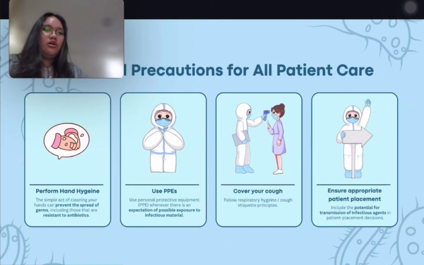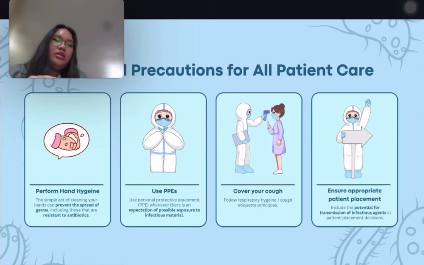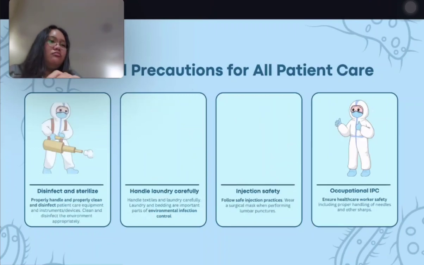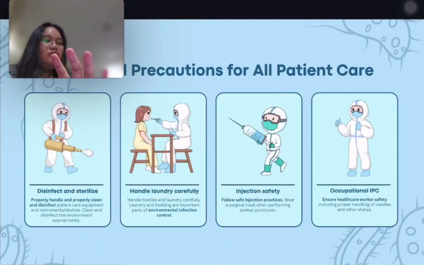Next is covering your cough. We always follow respiratory hygiene or cough etiquette principles. So there is coughing into your elbow or coughing inside your shirt. The next is ensuring appropriate patient placement. Always include the potential for transmission of infectious agents in patient placement decisions. So, in a few slides, we will talk about the transmission-based precautions.